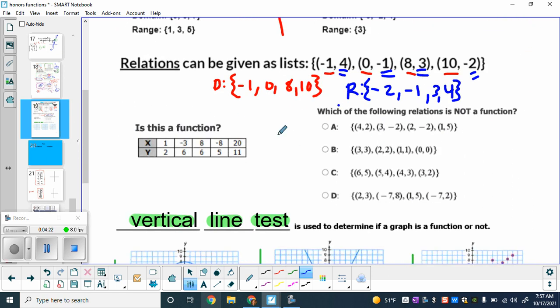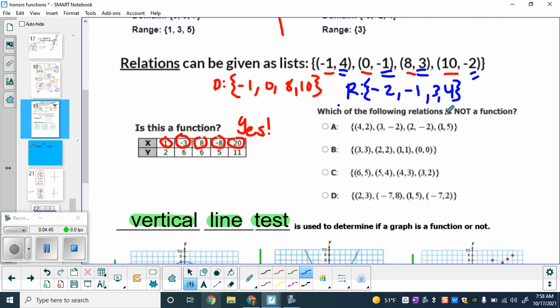All right, let's just try to practice identifying real quick with these 2 problems. For this first question, is this a function? So to answer it, you just got to look at the domain and make sure that none of these numbers repeat. And since none of these numbers repeat in the domain, yes, this is a function. Okay?